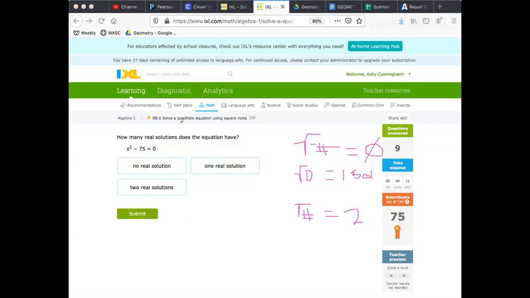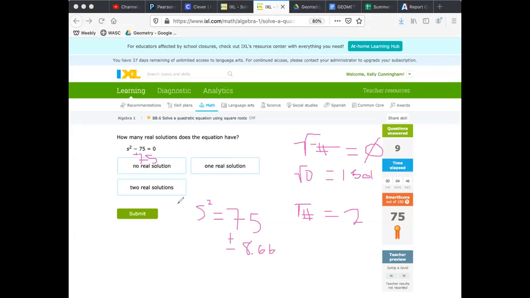I wanted one with a decimal here. Okay, so we're going to add 75. Okay. So then what we have is s squared is 75. All right, I don't know the square root of 75. I have a calculator. The square root of 75 is plus or minus 8.66. You know, it's a non-terminating decimal. So plus or minus 8.66.